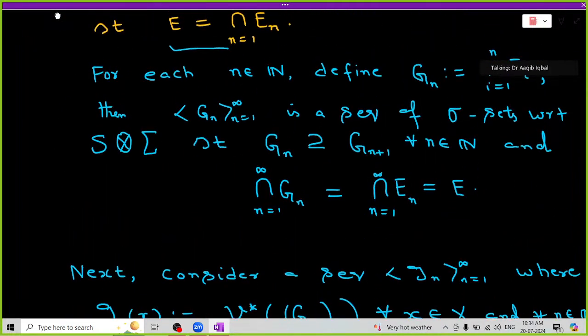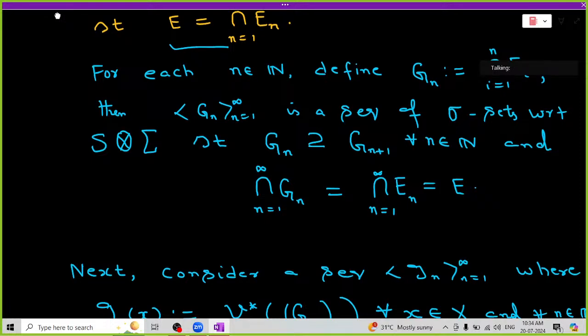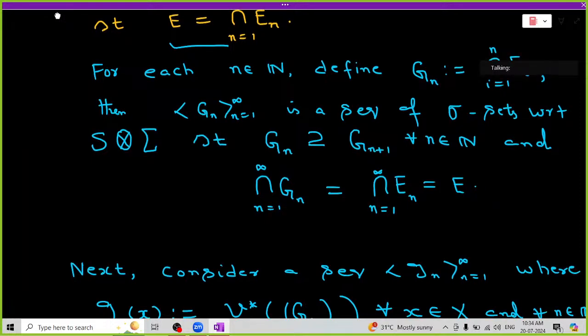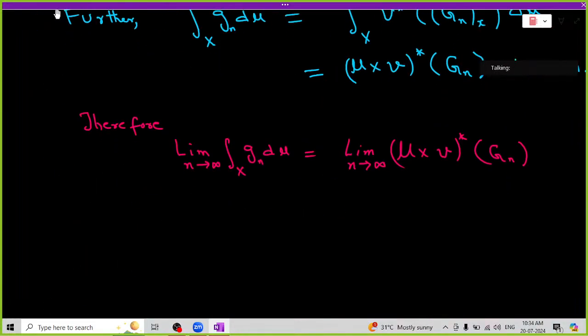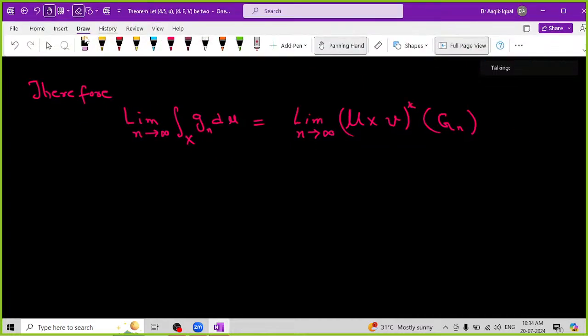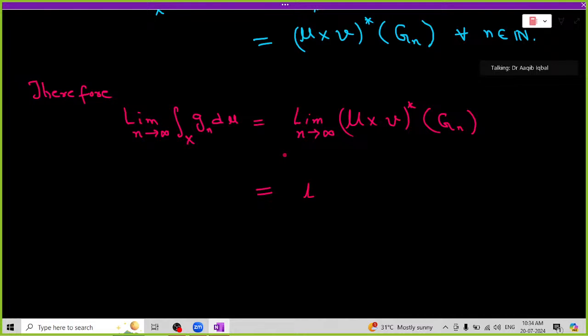The Gn are decreasing. So we'll use the inner limiting theorem here, the inner limiting theorem for the product measure. The inner limiting theorem is true for every measure, so in particular it's true for the product measure. So what will this be? By the inner limiting theorem this will be, and the inner limiting theorem is applicable.